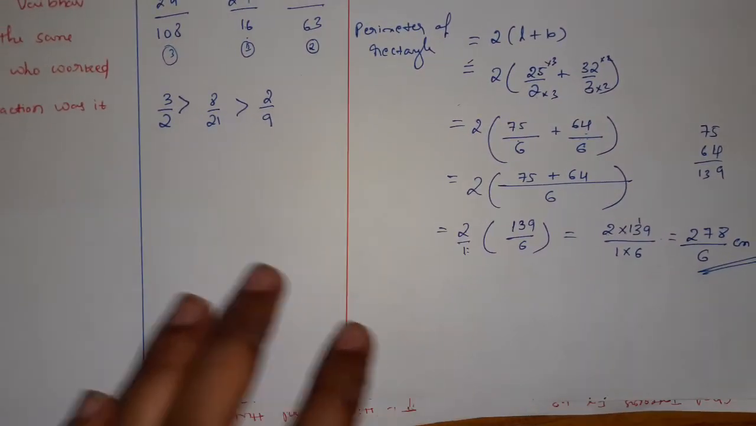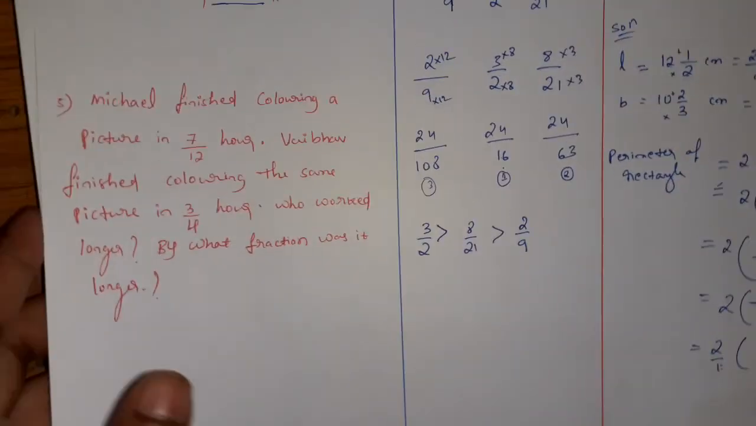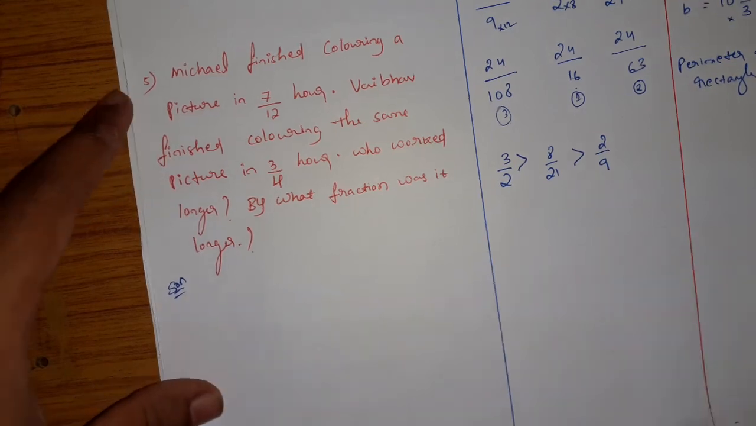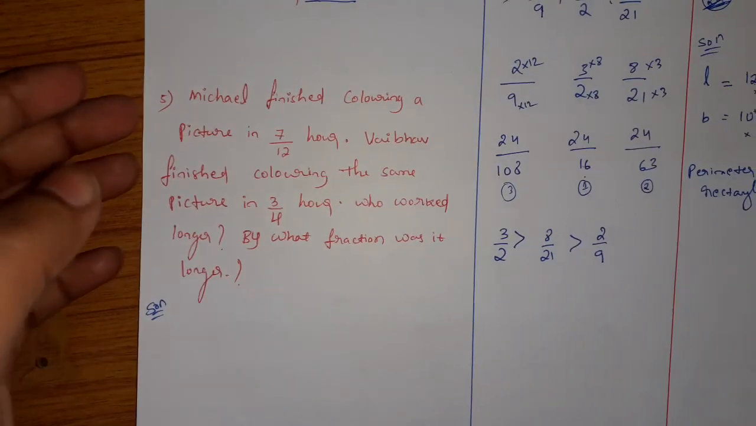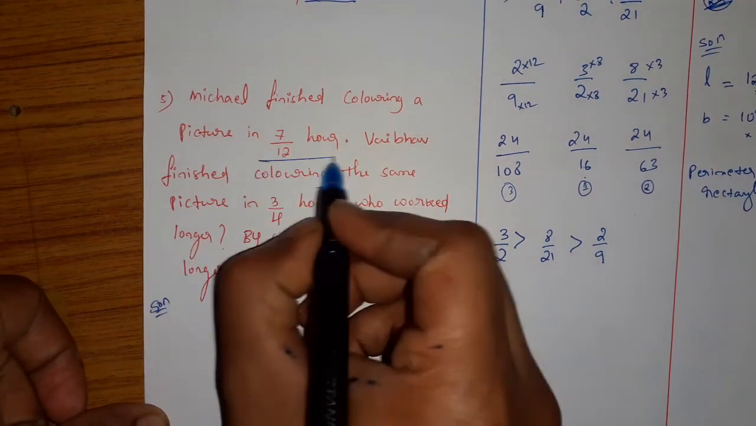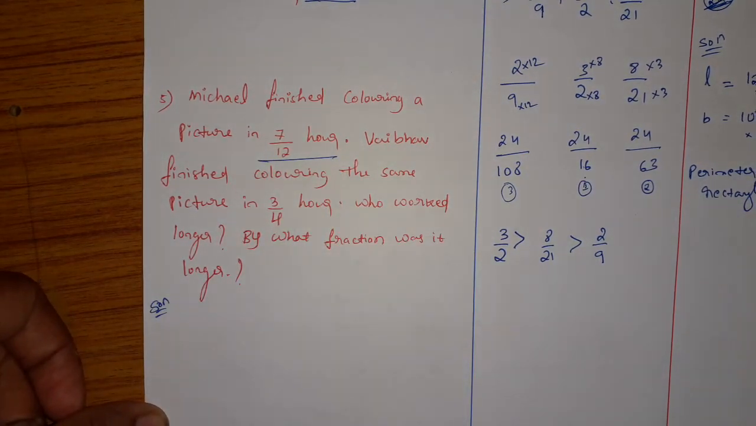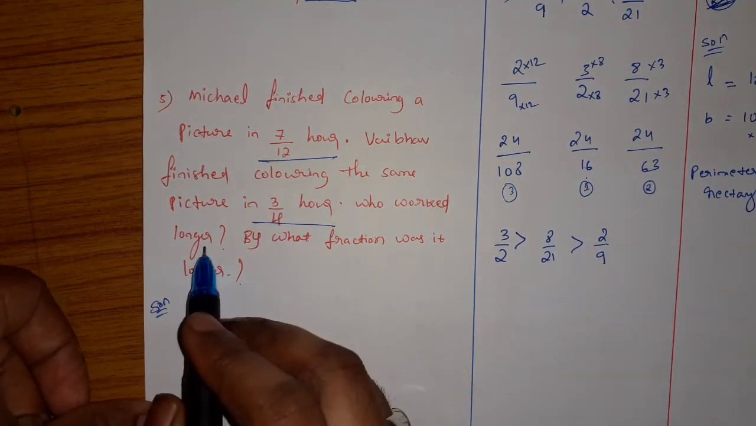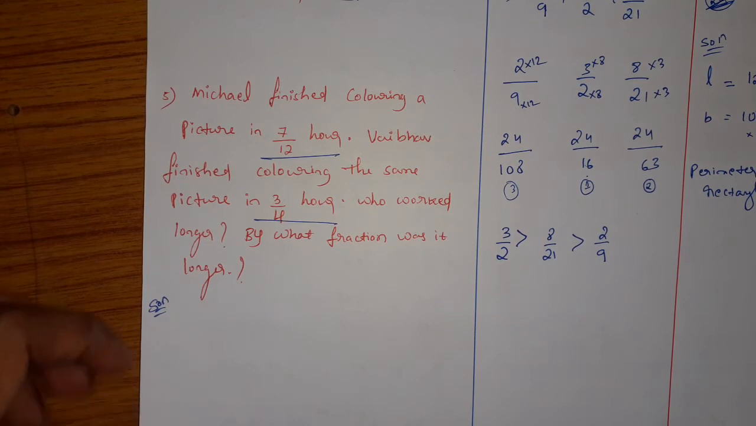Okay, and the last question of this exercise. Here Michael finished coloring a picture in 7 by 12 hour. Vaibhav finished coloring the same picture in 3 by 4 hour. Who worked longer? By what fraction was it longer?